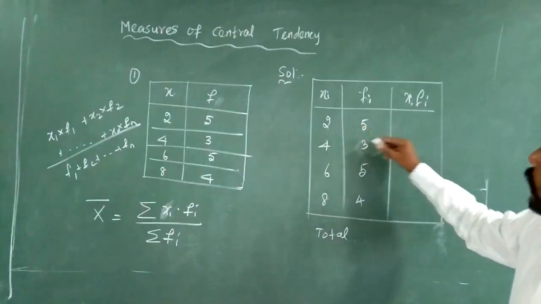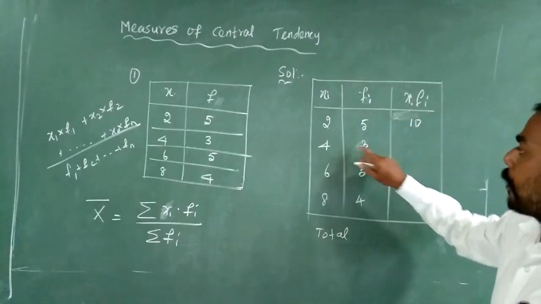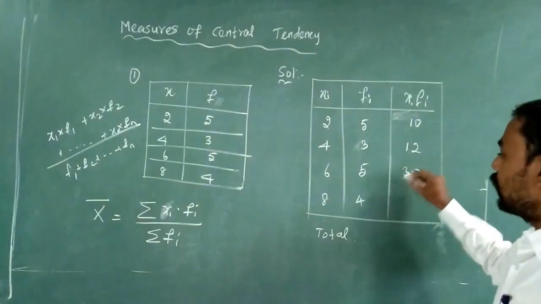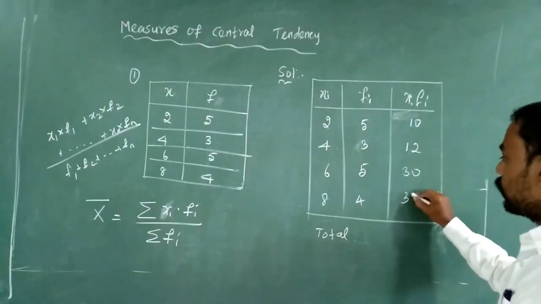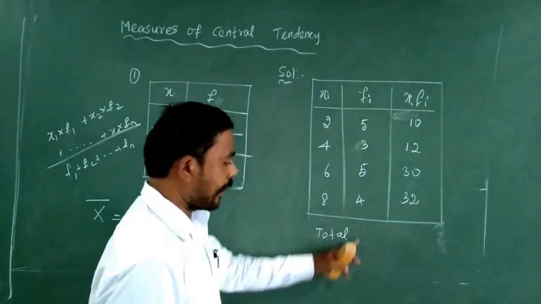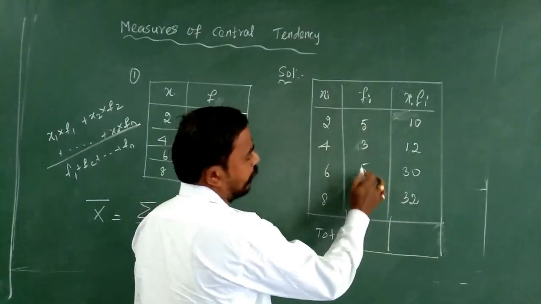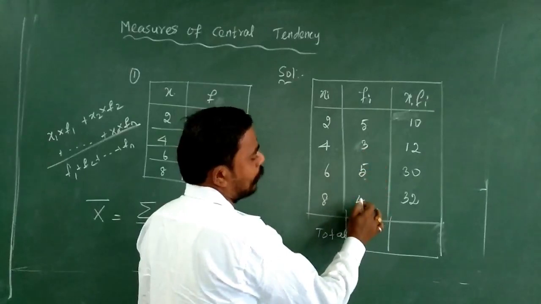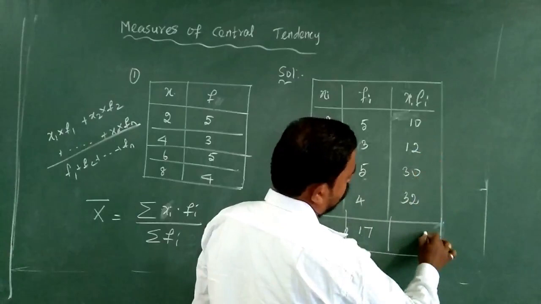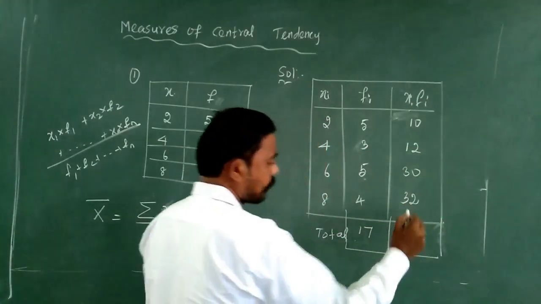So first multiply: 2 5s are 10. This is the meaning of 2 into 5. So that is 10. This is the product: 4 into 3 is 12, 6 into 5 is 30, 4 into 8 is 32. This is xi into fi. Now we need to find the total. So 5, 5 is 10, 10 plus 7 is 17. Now 2, 4, 6 plus 2, 8 is 84.